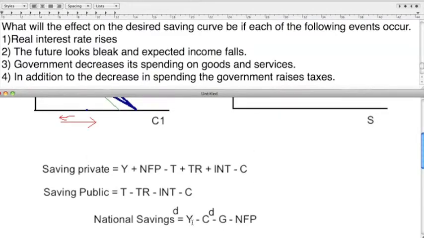And it equals income minus desired consumption, desired consumption because we're looking ahead into the future, minus government spending minus net factor payments.